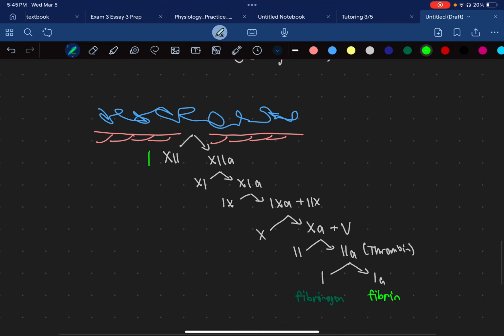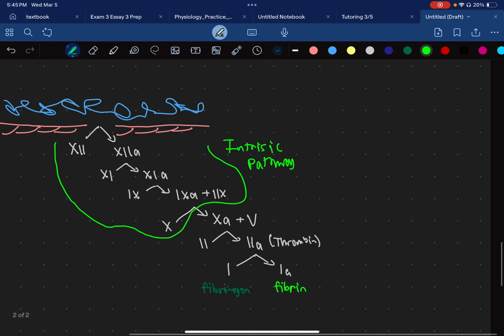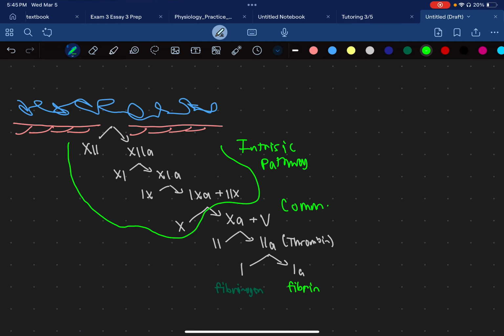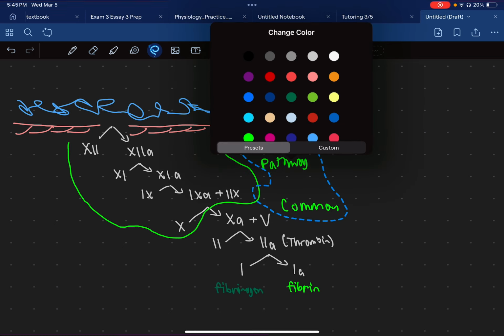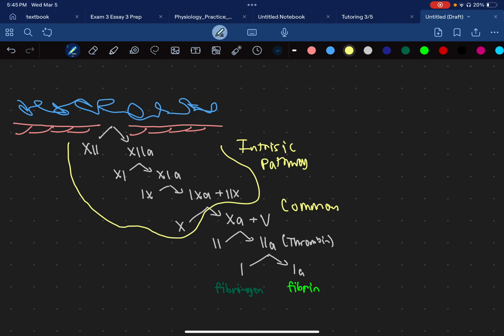This is what we call the intrinsic pathway to get to that common pathway. This is the intrinsic pathway. And then below it is our common pathway. I should probably use a different color for that. We'll say yellow. So our common pathway.